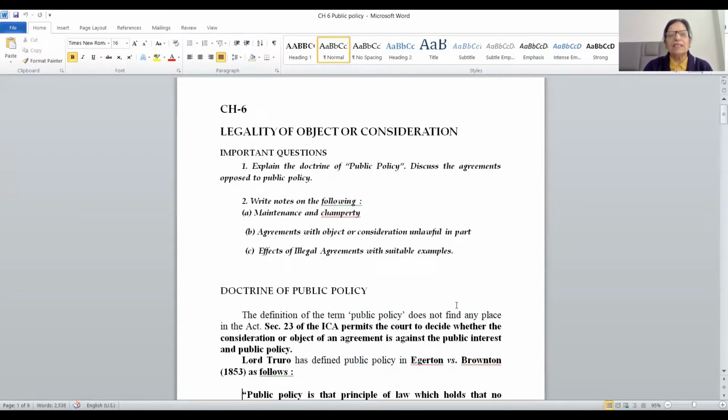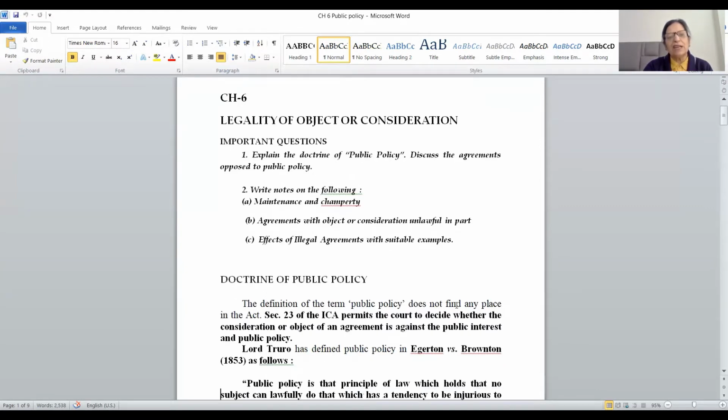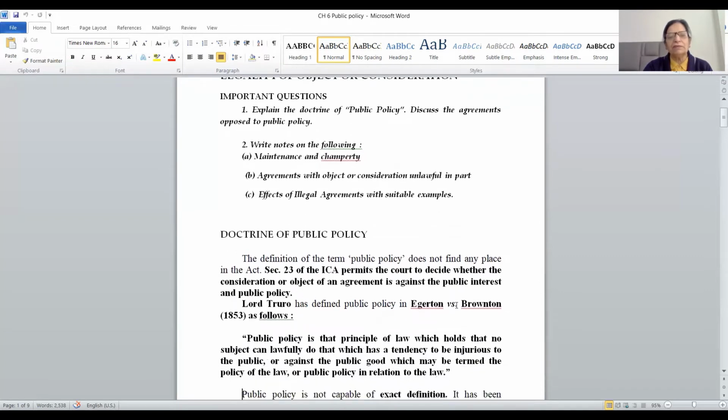First question is: explain the doctrine of public policy, and discuss the agreements opposed to public policy. And second question is: write notes on the following. First is maintenance and champerty. Second is agreement with object or consideration unlawful in part. And next, effects of illegal agreements with suitable examples. For all the questions, I will answer one by one.